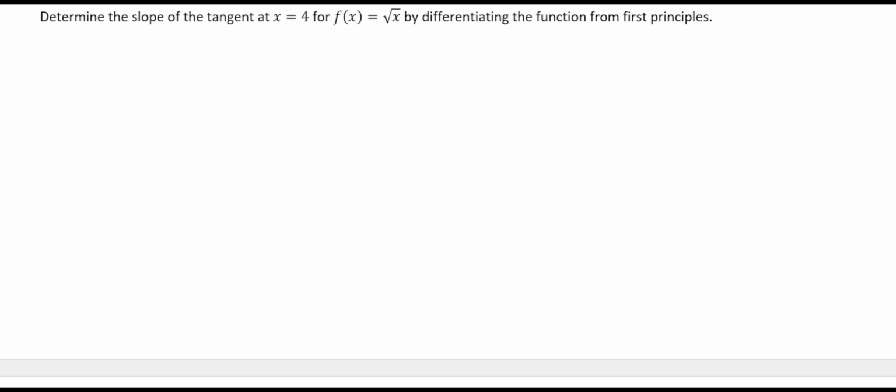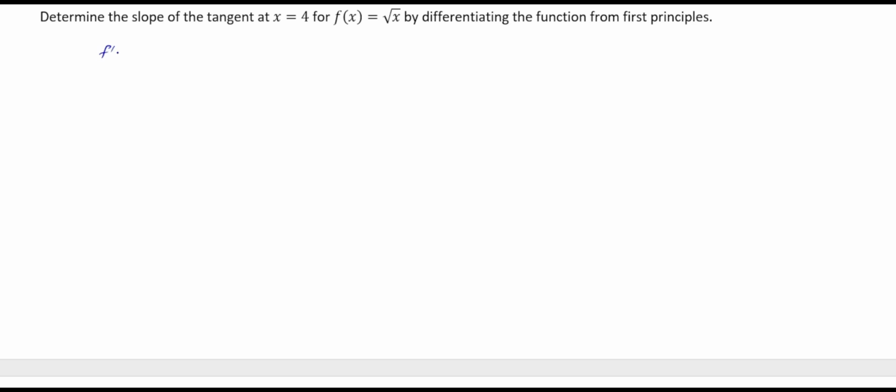In this next example, we're going to determine the slope of the tangent at x is equal to 4 for f at x is equal to the square root of x by differentiating the function from first principles. So what I'm going to do here is, instead of just evaluating the slope of the tangent only at x is equal to 4, I'm going to find the general derivative of this function, and then at the end I'll sub in x is equal to 4. So let's get started right away.